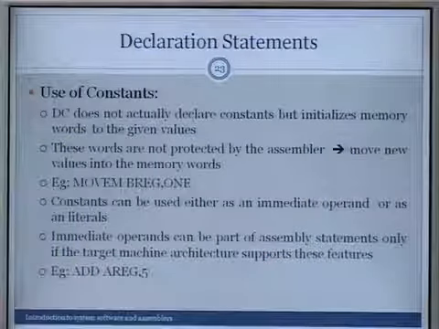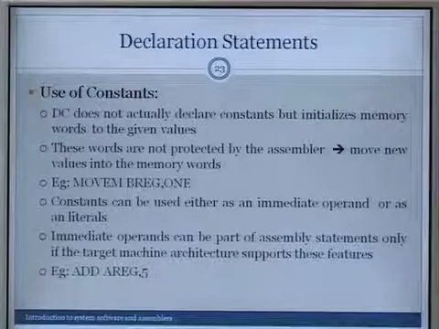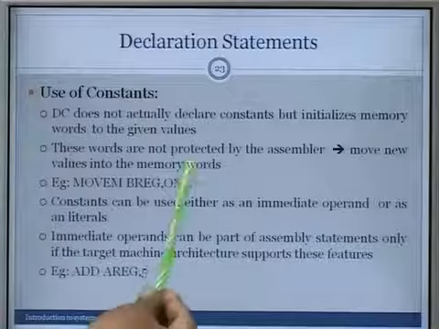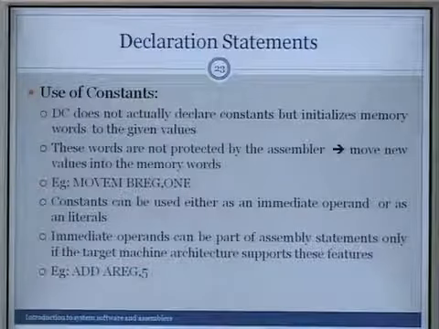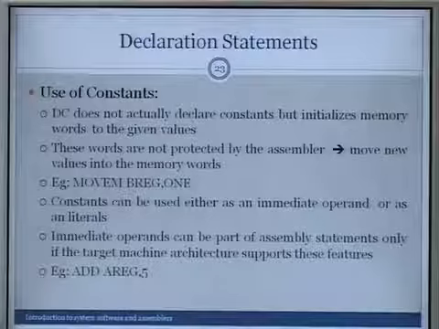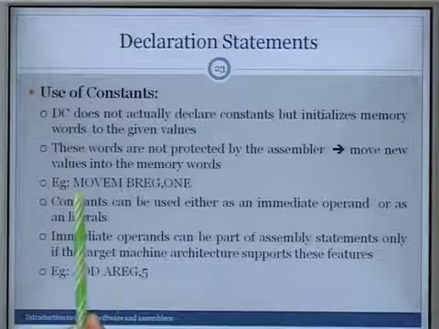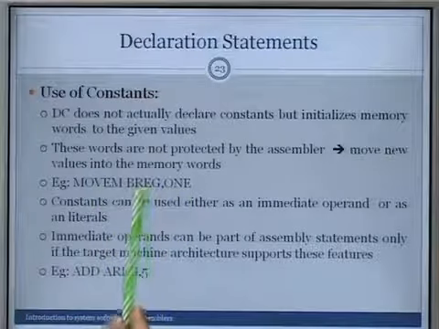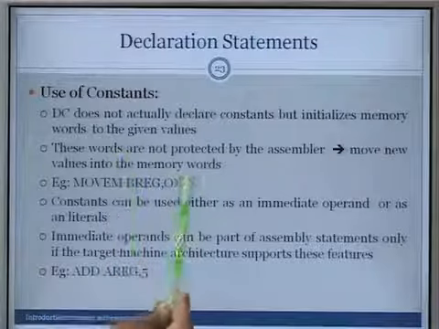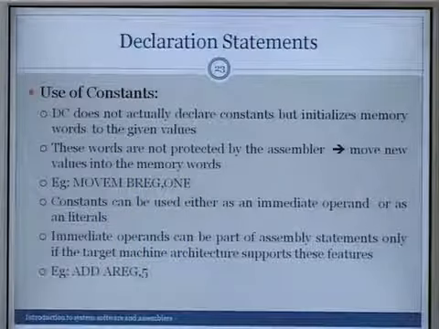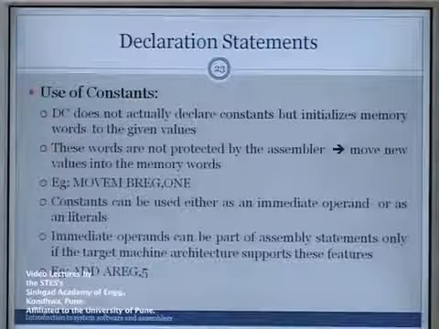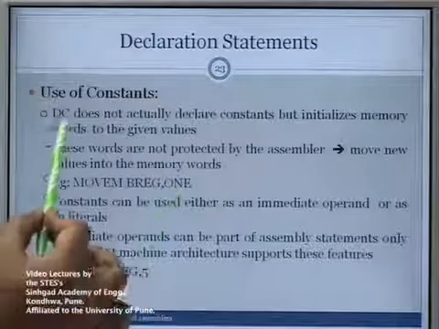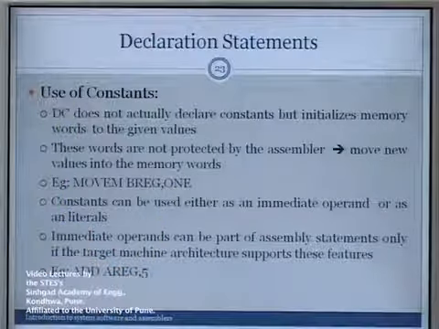So the values that are present in that memory word, when you use define constant and put some value in that memory word, are not protected by the assembler. That means that in that memory word you can put in a new value using statements like this: MOVEM BREG, ONE. So whatever value is there in BREG, that is the B register, it would be put into the memory word that is referenced by ONE. So it is not actually protecting the contents or the values that are present in the memory word represented by ONE. It's just a name and does not actually mean a constant.